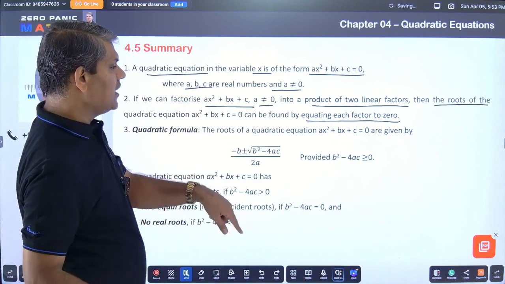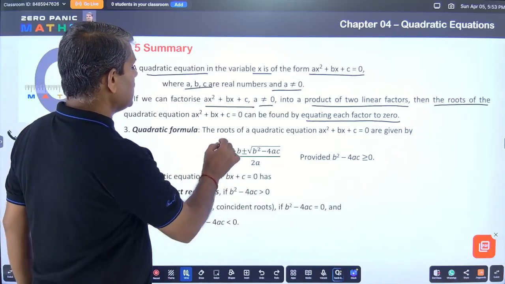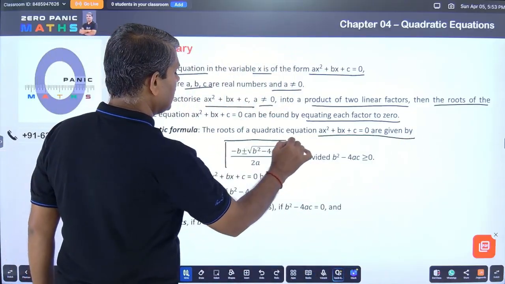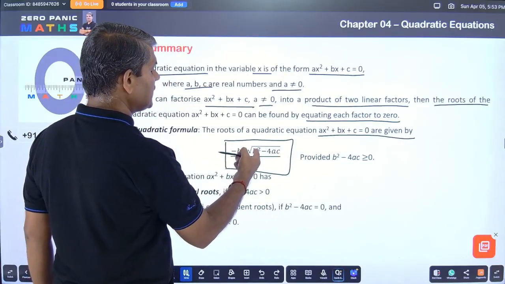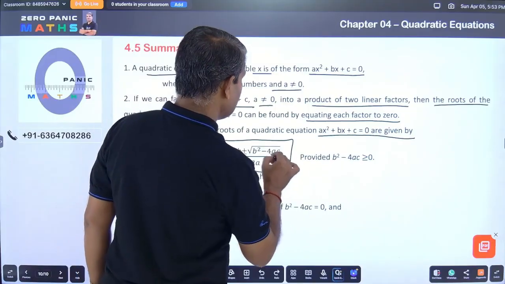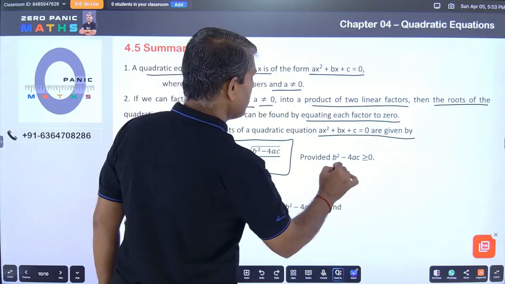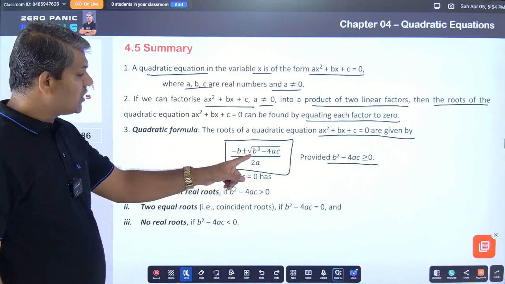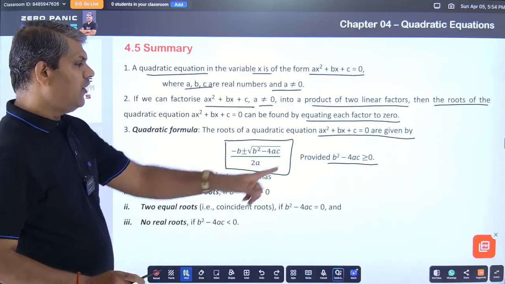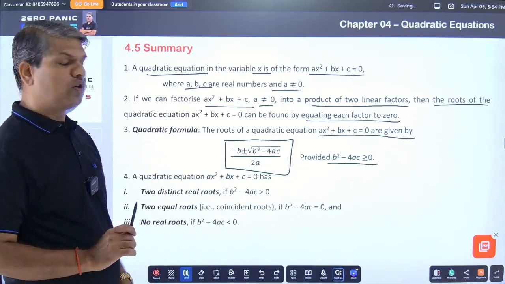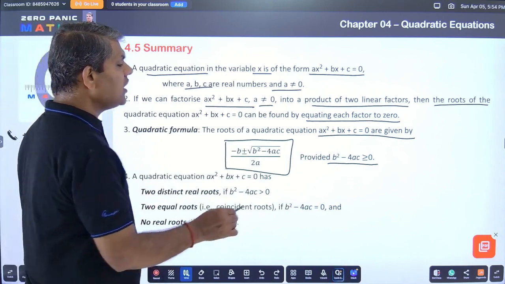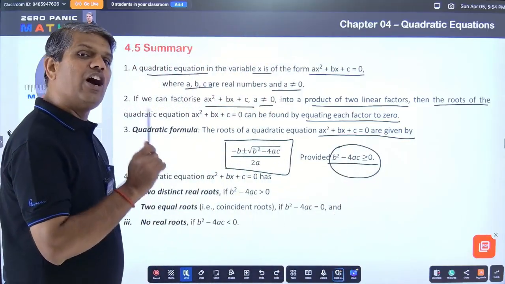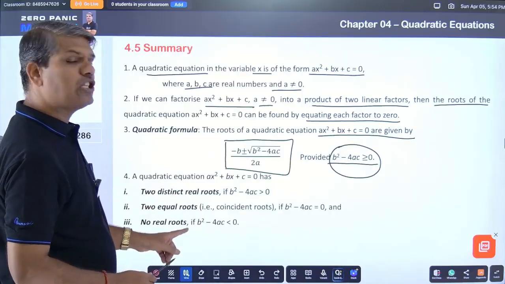And finally, in this and the previous session, we have seen the roots of a quadratic equation can be directly found out by the formula x is equal to minus b plus or minus square root of discriminant divided by 2a, where discriminant is b square minus 4ac. Provided b square minus 4ac is greater than or equal to 0, you will make use of this formula to find out the roots. If it is less than 0, you will not actually find out the roots. So based on the discriminant value b square minus 4ac, whether it is greater than, equal to, or less than 0, we will decide the nature of the roots finally.